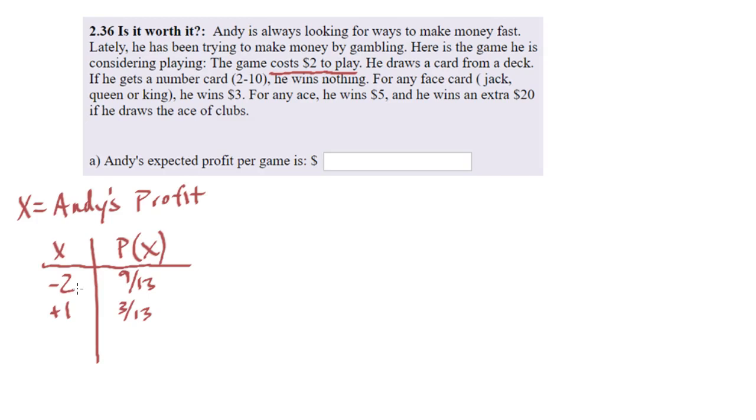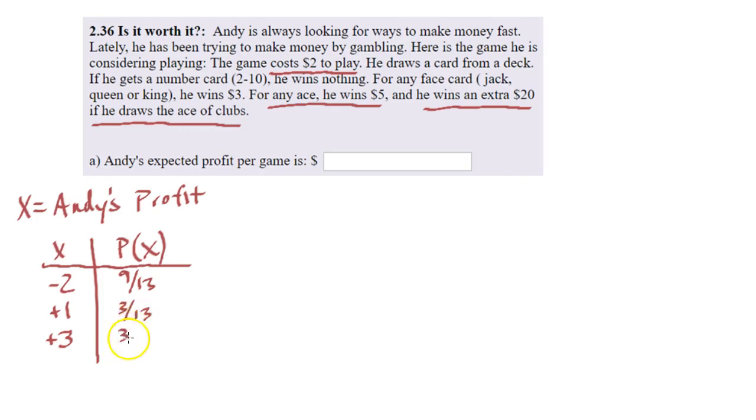For any ace, he wins $5. Okay, so let's read this whole sentence. He wins $5, and he wins an extra $20, so that's $25, if he draws the ace of clubs. There are 4 different aces. For 3 out of those 4 aces, he's just going to win $5. But it costs $2 to play the game, so he would get a positive $3 if he gets one of those non-club aces.